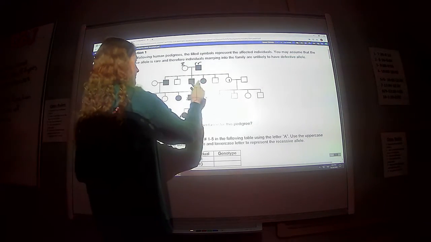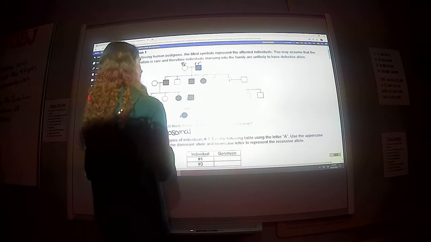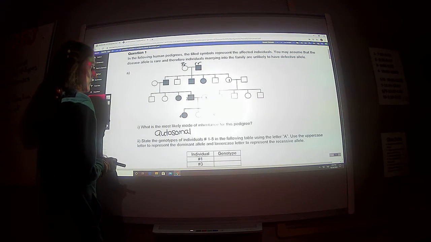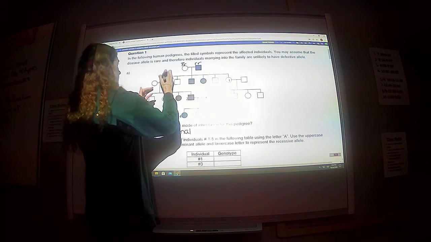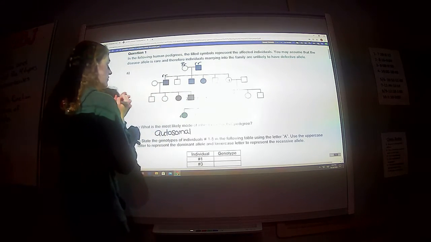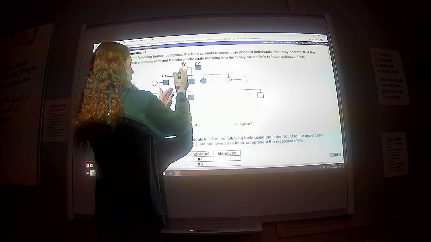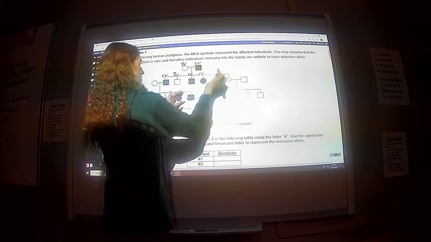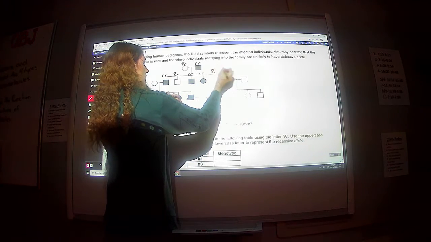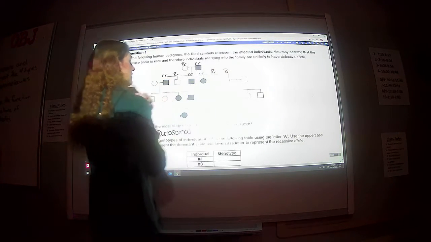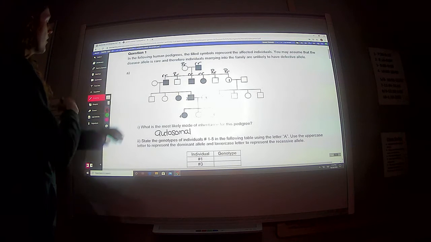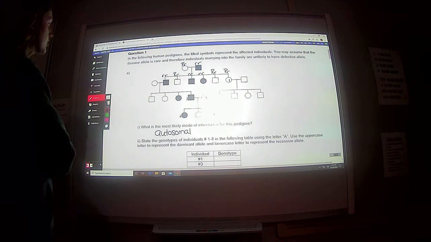In order for them to have kids that have it, she would have to be heterozygous. So that means that this kid here would have 2 recessive ones. This one would have 1 capital, 1 lowercase. This one's recessive, this one's recessive. Heterozygous, and heterozygous. So that dominant allele is what's keeping those unfilled shapes from being affected.